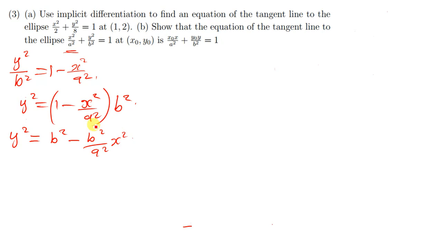So the derivative, dy/dx of this, will give us 2y dy/dx is equal to, and then this part here is a constant, so it will be 0, so we'll just have this part. If we differentiate this part, we're just going to get negative 2b squared over a squared, and then we have x, rather not x squared but just x.